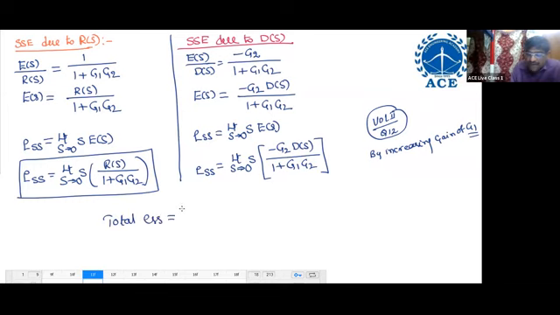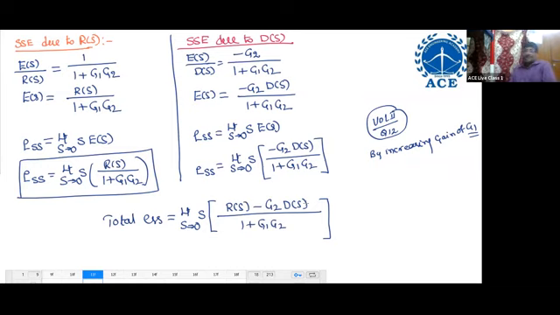Both you have to add. So limit s tends to 0, s into denominator term, same, both denominators are same. So 1 plus G1 G2, denominator same. So numerators are added. So numerator here: R of s minus G2 into D of s. That's all. This is the total steady state error. Both are added, just add both. You will get this is the answer. Okay? I hope you got it.